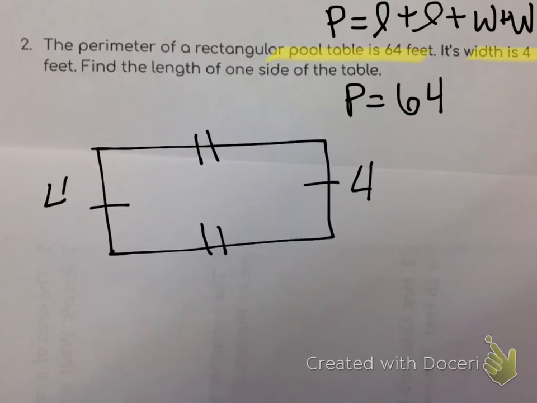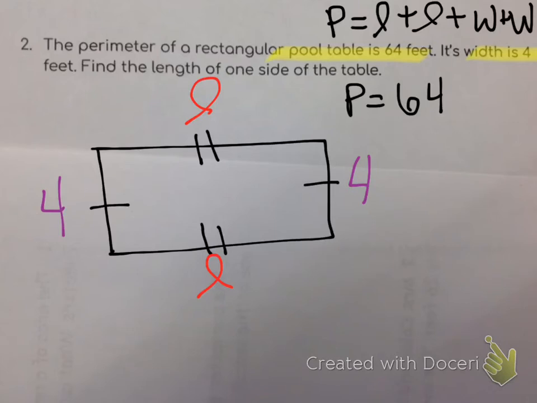And we know opposite sides are equal, so we could put a 4 on the opposite side. And I'm going to color code those so you can follow along a little better. And what we do not know is what our length is. That is what they're wanting us to find in this problem. So we need to plug in what we know into our formula.